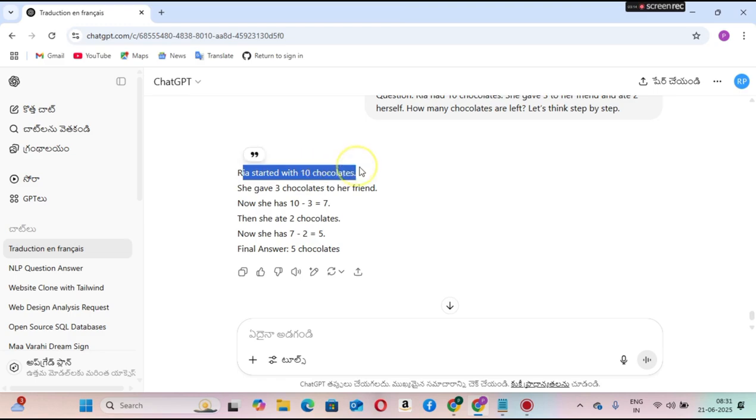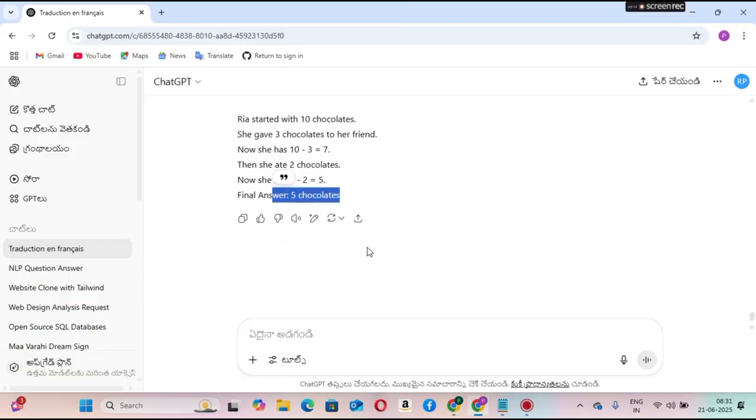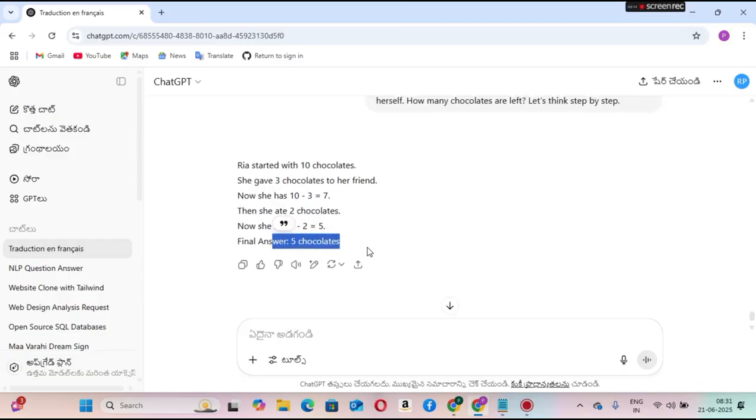When you hit enter, the output given is like: Ria started with 10 chocolates. She gave 3 chocolates to her friend. Now she has 10 minus 3 is equal to 7. Then she ate 2 chocolates. Now she has 7 minus 2 is equal to 5. So the final answer is 5 chocolates. So here the model performed two subtractions in sequence, carefully following each condition. Without step by step prompting, models often forget or skip a step. Chain of thought helps in tracking progress, applying rules, and arriving at accurate answers.